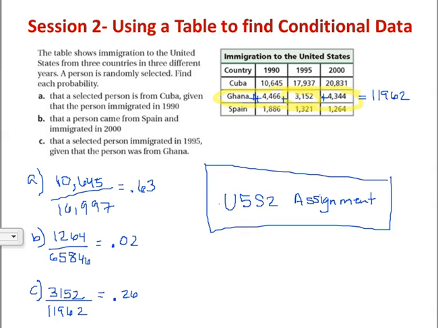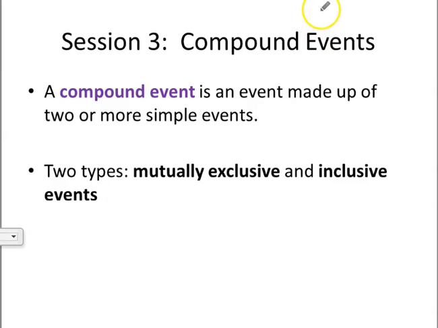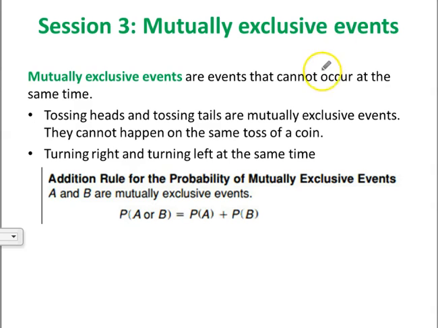All right, continuing on, make sure you do take notes here. If you need more time, go ahead and click pause. I am going to the next slide, where we want to talk about compound events and the difference between mutually exclusive and inclusive events. So a compound event is an event made up of 2 or more simple events. Mutually exclusive events are events that cannot occur at the same time.